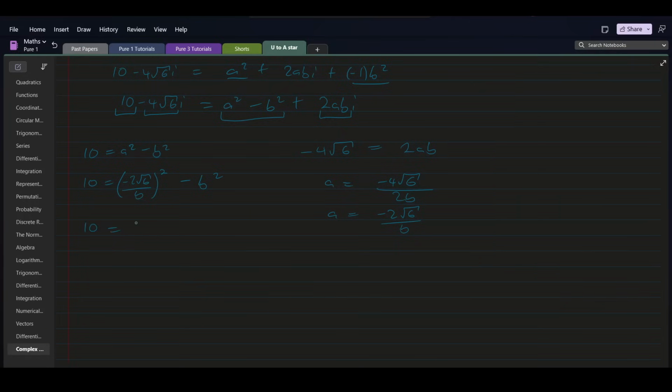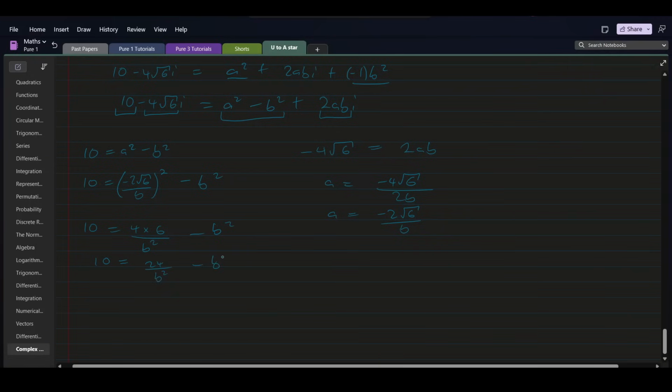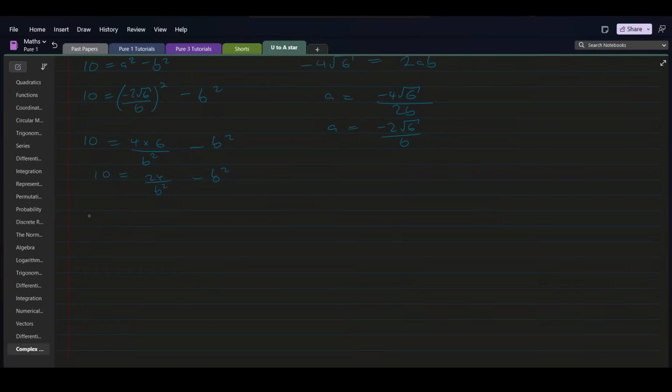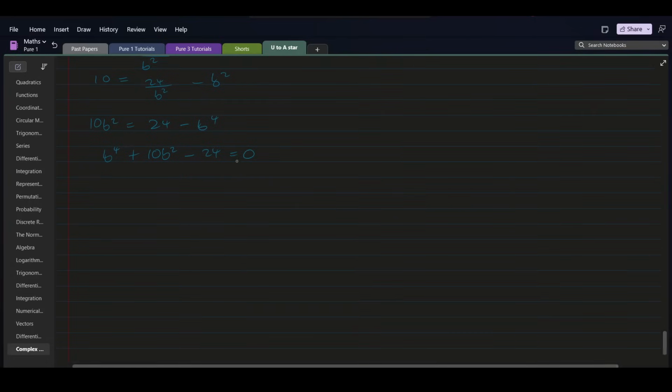So 10 is equal to, if we square our numerator, we end up with 4 times 6, and our denominator would be b squared, minus b squared. So this is 10 is equal to 24 over b squared minus b squared. We'll multiply through by b squared to get rid of our denominator. So that's 10b squared is equal to 24 minus b to the 4. Now let's put everything on one side. So that's b to the 4 plus 10b squared minus 24 is equal to 0. And we can solve our hidden quadratic.